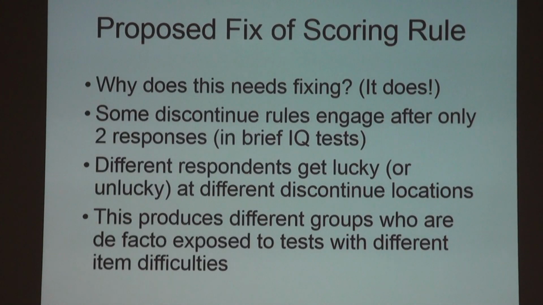So the last thing, proposed rule, why does it need fixing? It needs fixing because some of the brief intelligence tests use just 2 responses. And that really gets a lot of people in trouble because it's easy to get 2 responses wrong. Other respondents might get more lucky. And you also get essentially different populations with different item parameters that are working towards their scoring.